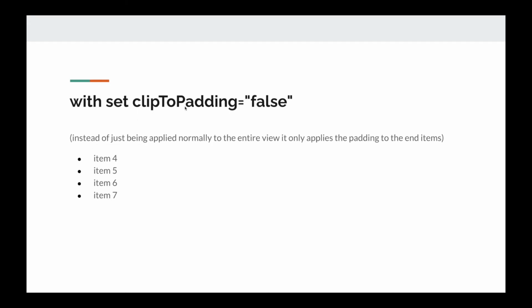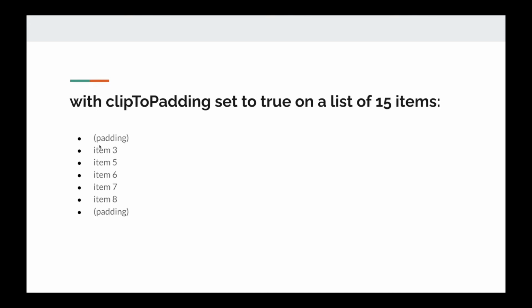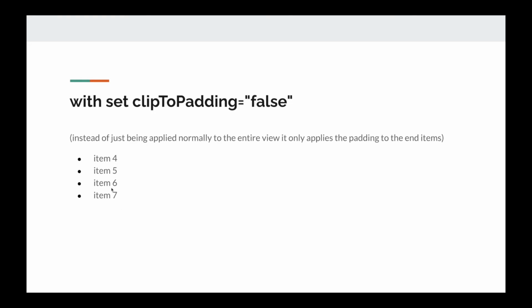Now, if we set clipToPadding to false, then instead of the padding being applied to the entire view like we had here, it will only apply to the beginning and the end items. Here it applied to items that are not the beginning, like item 3, and not the end, like item 8. But if we set clipToPadding to false, it won't apply to item 4 and 7, for example, because those are not the start and end items. Even item 3 and item 8, it won't apply. It will only apply if we are all the way scrolled up at item 1 or all the way scrolled down at item 15.